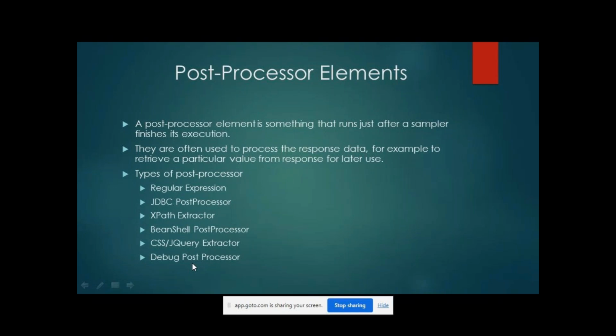The preprocessor is executed just before the sampler is hit, and the post processor will be executed just after the sampler. It runs just after a sampler finishes execution. Post processors are often used to process the response data, for example, to retrieve a particular value from the response for later. We have different types of post processors with us: regular expression, JDBC, BeanShell.